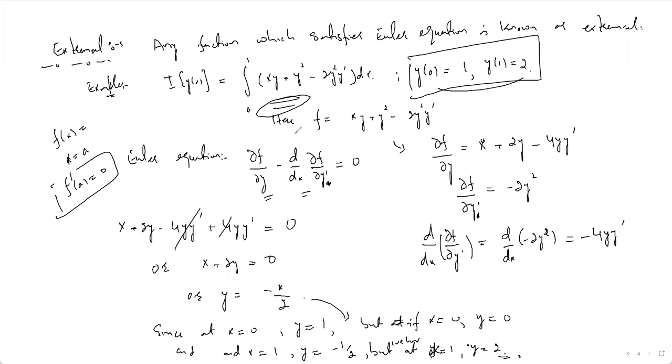For that, you just have to substitute those functions in this Euler equation. If it satisfies the Euler equation, then we will say that yes, it is an extremal. Here we have proved this, but it does not satisfy the Euler equation, because the boundary condition of our Euler equation is this one. Since it does not satisfy this boundary condition, we conclude that this is not an extremal, right?